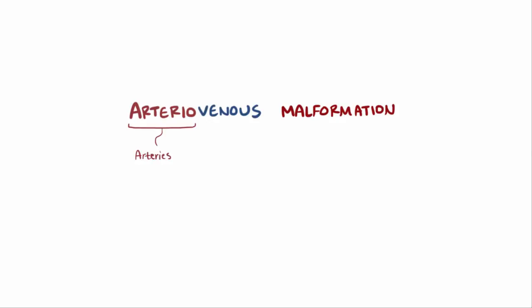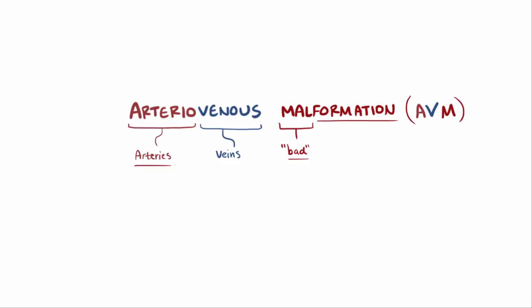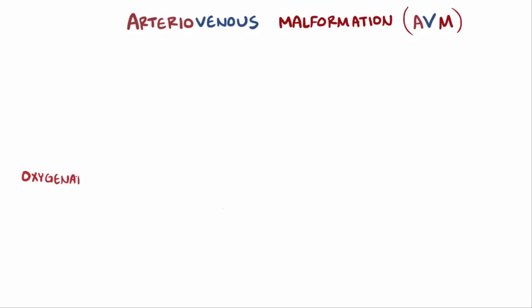Arterio refers to the arteries, which are the blood vessels that take blood away from the heart, and venous refers to the veins, which carry blood toward the heart. Mal means badly, so an arteriovenous malformation, or AVM, is some sort of bad or abnormal formation between the arteries and the veins. Typically, oxygen-rich blood is carried to the body's tissues via arteries.